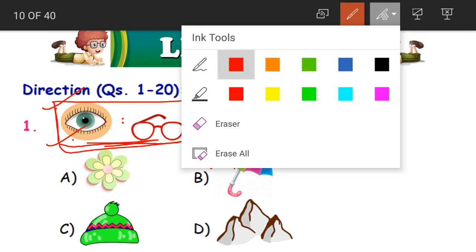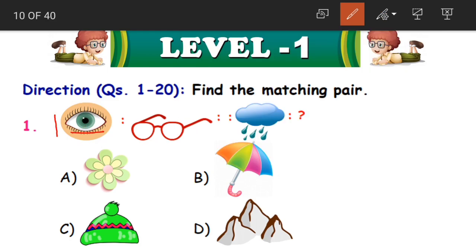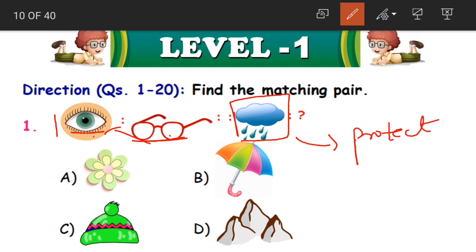Understood? So what is the relationship between the complete pair here? Eyes and specs. Why do we wear specs? To protect our eyes, yes, from any dust or something. These glasses will protect our eyes. In the same way, when it is raining, what should we wear to protect ourselves? Should we wear a flower, umbrella, or a monkey cap, or else should we go and live in the mountains? What should we do, children? We should wear an umbrella. So option B will be our correct answer.